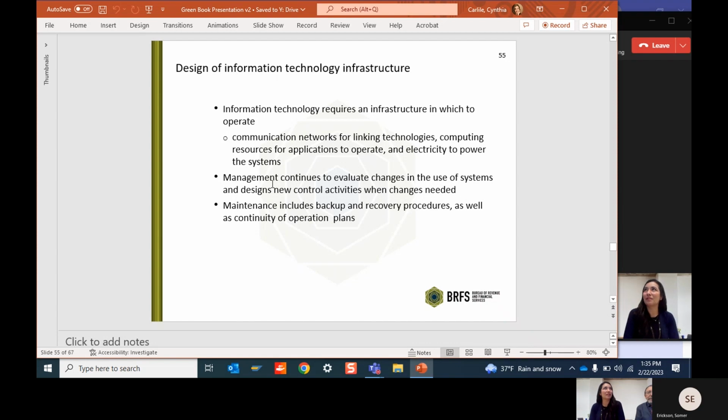Just a few more slides left here. Now we're going to be talking about the design of the information technology infrastructure. The information technology requires an infrastructure in which to operate: communication networks for linking technologies, computing resources for applications to operate, and electricity to power the systems, essentially everything that Ron just covered. I was especially fascinated to hear about the solar panels, because in an emergency situation, you may not necessarily have power to run any of your systems.